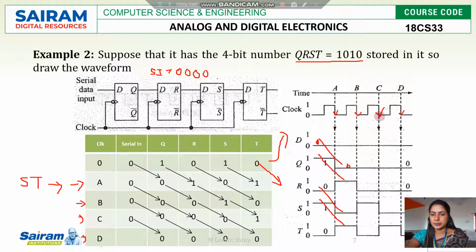Next, we'll see this. Third negative edge. Here the serial data is 0, that is sent to Q. The previous state of Q is 0, that is sent to R. The previous state of R is 0, that is sent to S. The previous state of S is 1, that is sent to T. Okay.